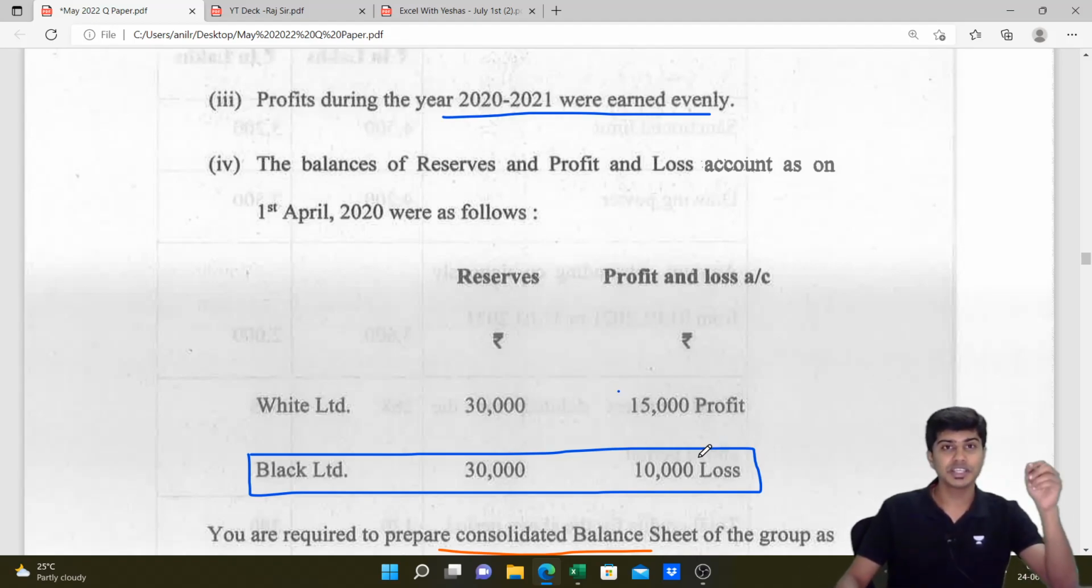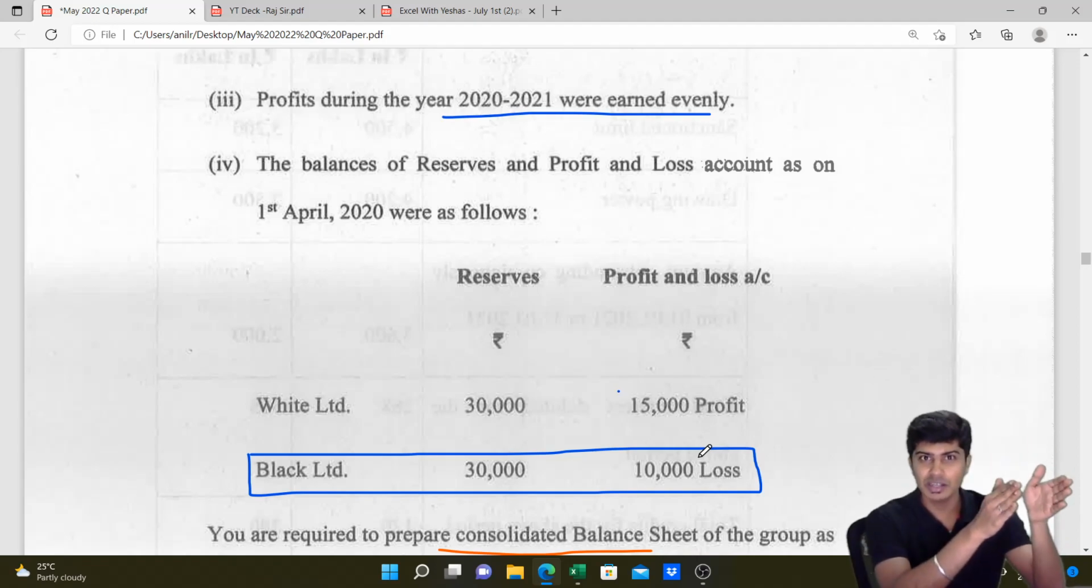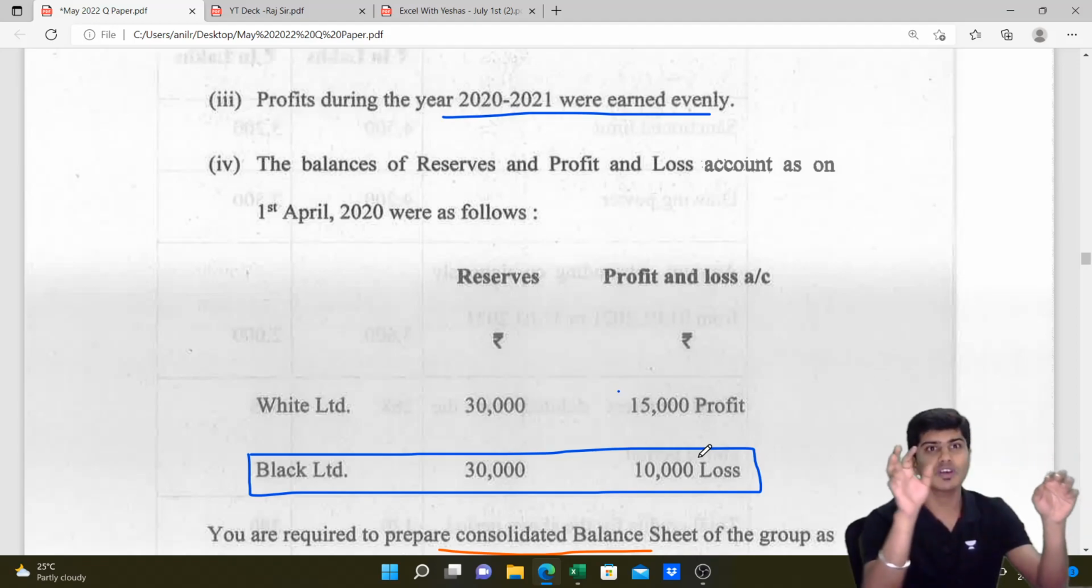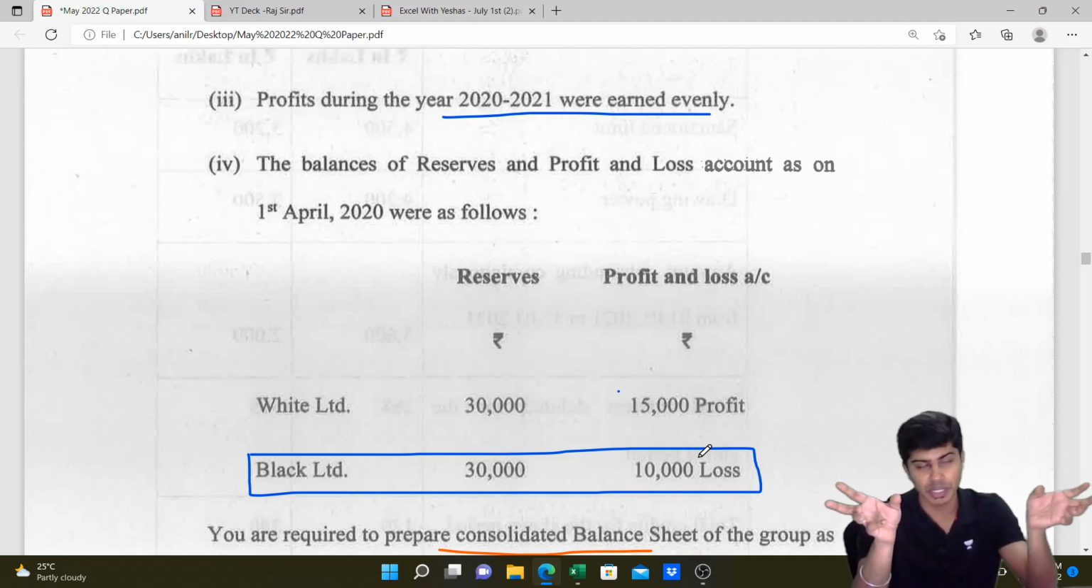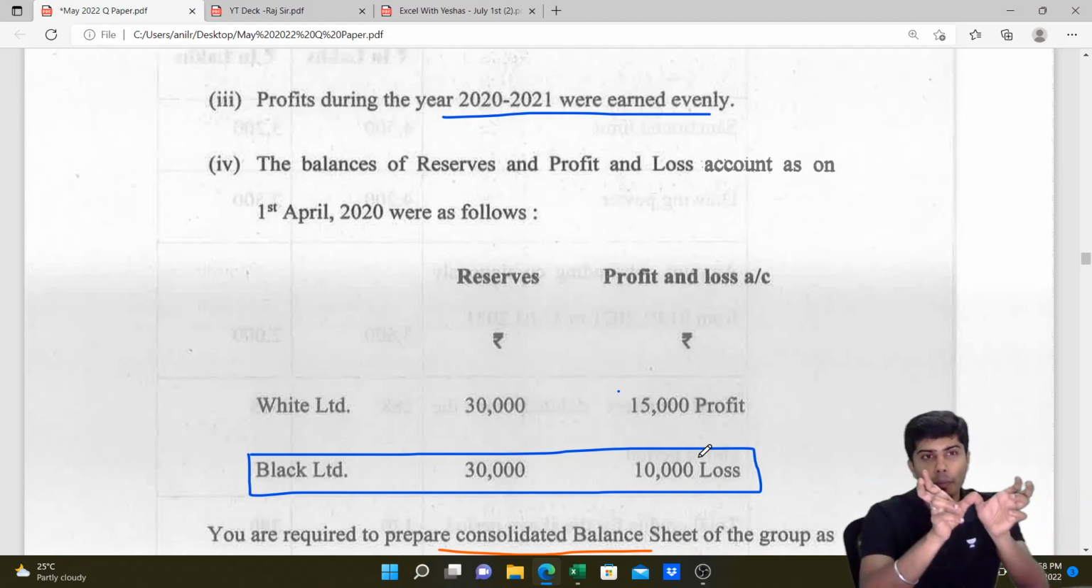So what I was mentioning is, in the beginning of the year, the profit is minus 10. End of the year, profit is 90,000. So meaning the profit earned during the year is 1 lakh. If this 1 lakh has to be split between pre-acquisition period and post-acquisition period, April to September is pre, October to March is post. So pre is 6 months, post is 6 months, it will be split 50-50.